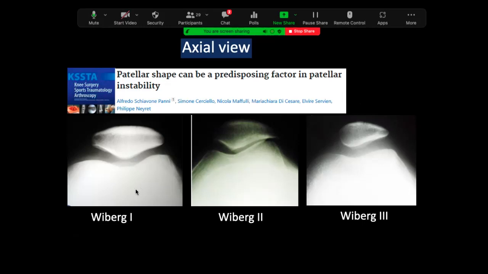And Wiberg has classified 3 types of patella. One is Wiberg type 1, where the medial patellar facet length is almost equal to the lateral patellar facet length. This is Wiberg type 1. In type 2, the medial patellar facet length is smaller than the lateral patellar facet. And in type 3, the medial patellar facet is very much smaller than the lateral patellar facet. So a Wiberg type 3 patella is very prone to patellar instability.